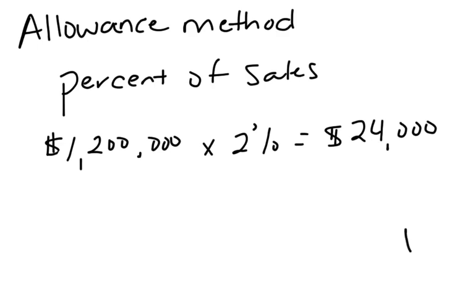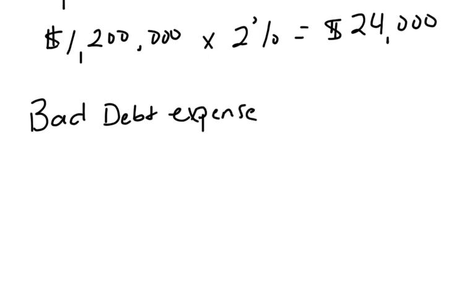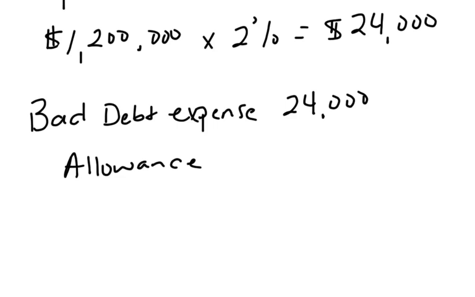So that's going to be the amount that I'm going to use when I make my adjusting entry, when I adjust the allowance account. So you've got bad debt expense. We're going to debit it for $24,000. And then we have our allowance account, allowance for doubtful accounts. Just going to write allowance to save space. We credit it for $24,000. Now we've adjusted that account for the year, again, based on percent of sales.